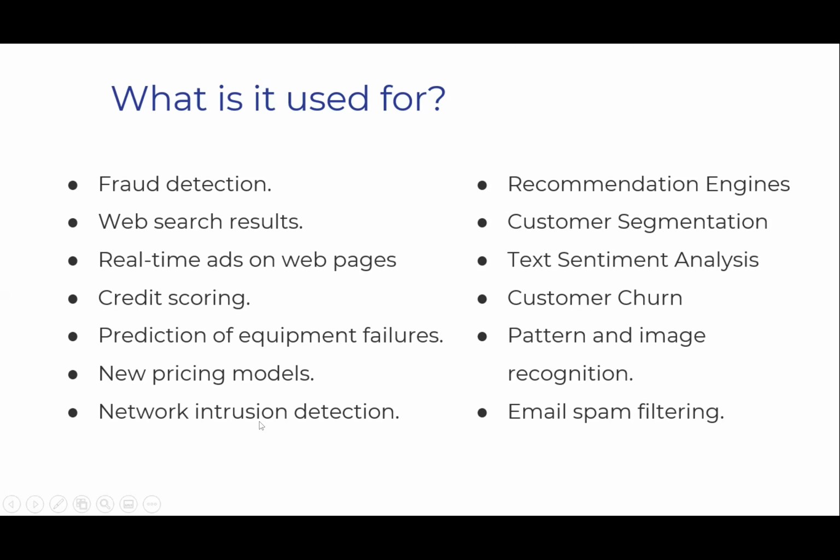Right, network intrusion detection, recommendation engine. On YouTube, whatever you watch, you get a recommendation on what to watch next. Customer segmentation, right? Amazon, Myntra, all of these give us individual coupons based on our purchase history and purchase behavior. Pattern and image recognition is a very big field in itself. And email spam filter, right? We will see this example while discussing some of the algorithms.